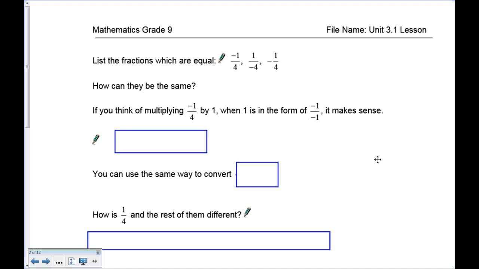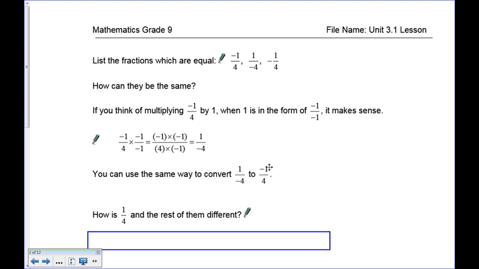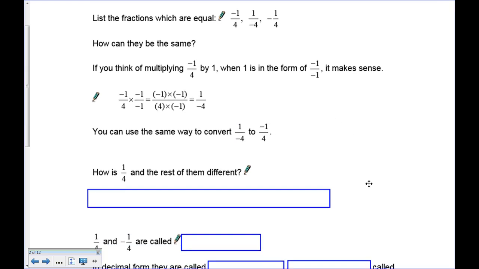Well, here's a way for you to figure it out. If you think of multiplying negative 1 over 4, and you multiply it by 1, where I put the 1 in the form of a number over itself, and I'm going to choose negative 1 over negative 1. And negative 1 divided by negative 1 is 1, so I'm multiplying by 1 and not changing it. But look what happens to the negative. If this is negative and that's negative, a negative times a negative is a positive. And a positive here times this negative, positive times a negative gives you negative. So if you take a look at that, you'll notice that the 1 over negative 4 and the negative 1 over 4 are the same thing. It's just a different form.